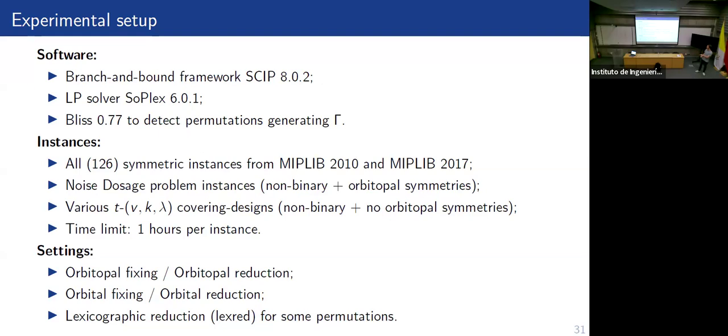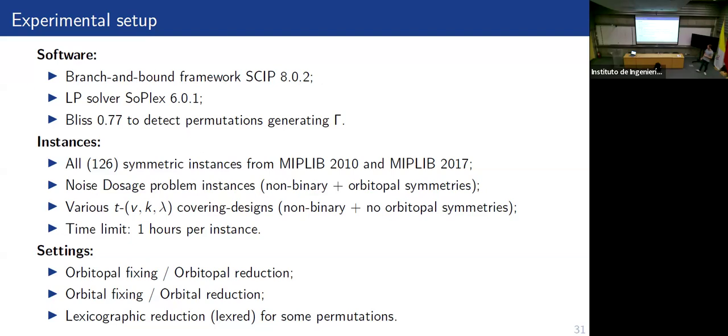We look at the instances. So there's a benchmark test set, MIPLIB 2010 and MIPLIB 2017. There are 126 instances that show this symmetry structure. We picked those instances. We looked at the Noise Dosage problem instances, both the instances from Sherali and Smith from 2001, but these were rather straightforward instances, and we extended them to larger problem sizes. We looked at covering design problems, which is yet another type of problem with non-binary and non-orthogonal symmetries, and we have a time limit of 1 hour.